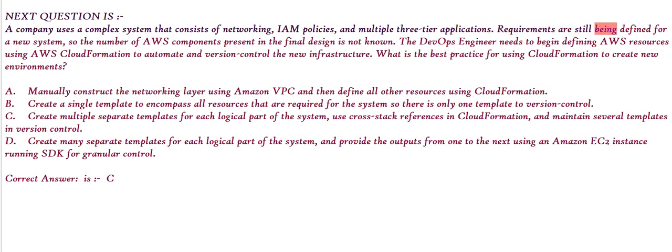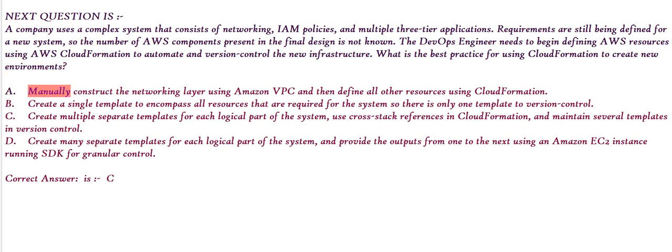Requirements are still being defined for a new system, so the number of AWS components present in the final design is not known. The DevOps engineer needs to begin defining AWS resources using AWS CloudFormation to automate and version control the new infrastructure. What is the best practice for using CloudFormation to create new environments?